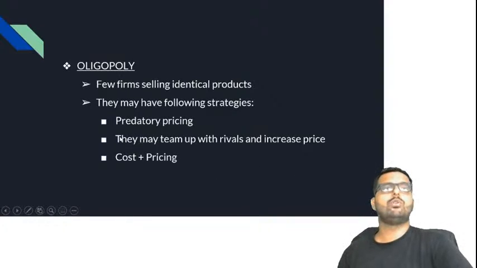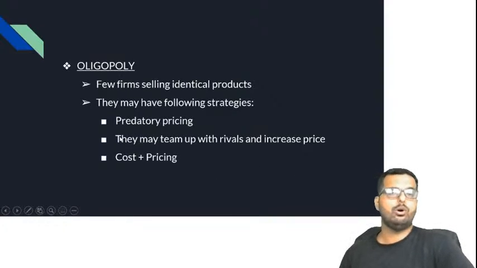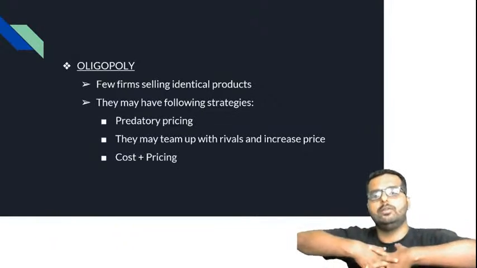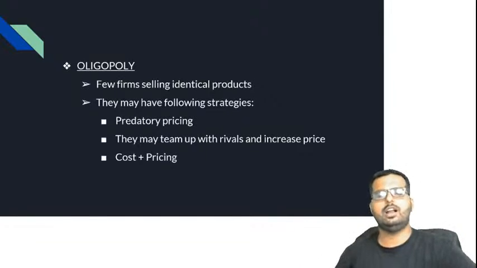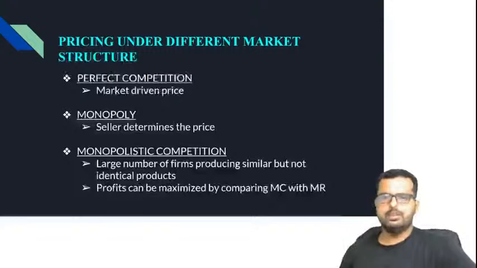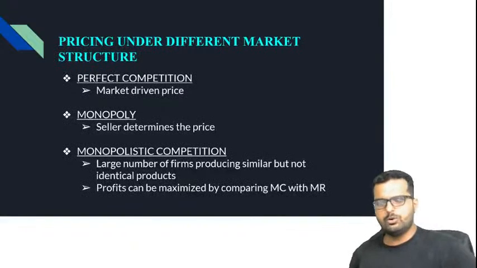Other strategies, they may team up with rivals and increase the price. This is what Vodafone did. They were not able to hold back against Jio. So they tied up and they tried killing the Jio market. Cost plus pricing is another method that they might be using. Can you please write down these things in your books now?